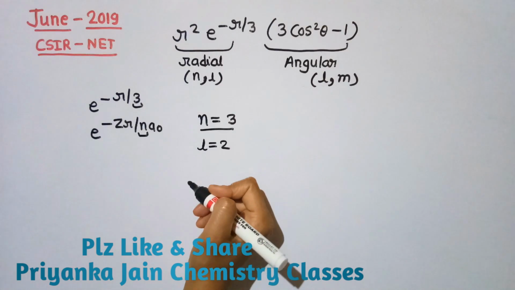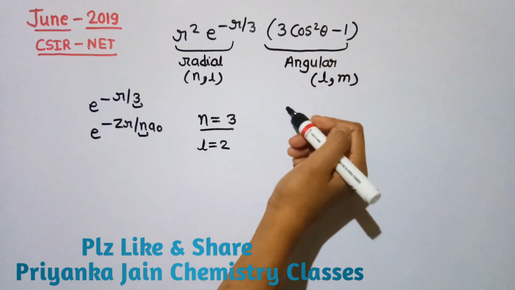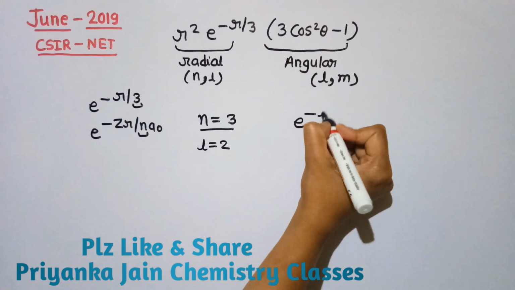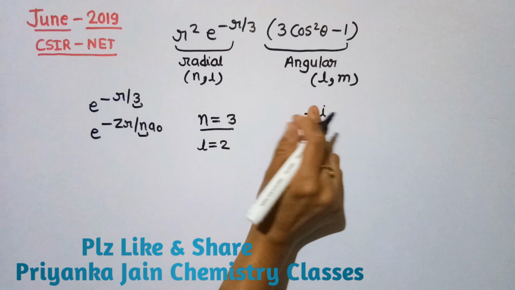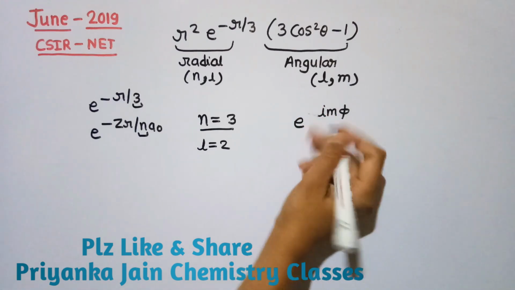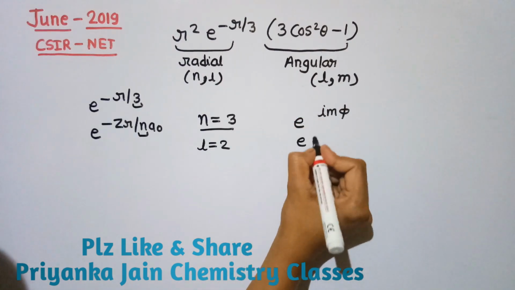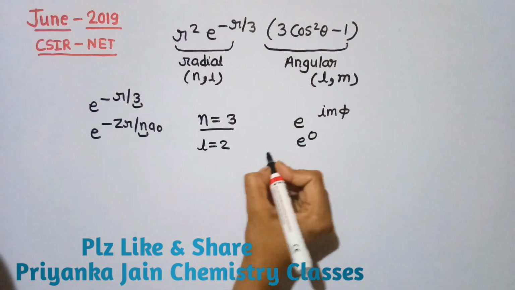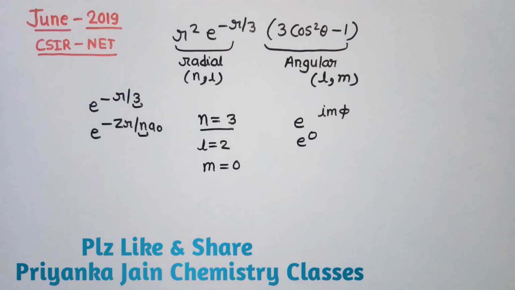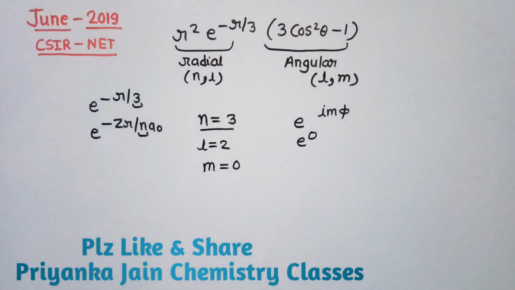Now we have to find the value of m, and we can see there is no phi part. It means we have not been given any function like e to the power i m phi. So its value will be e to the power 0, which means the value of m is equal to 0. So the values of n, l and m are 3, 2 and 0.